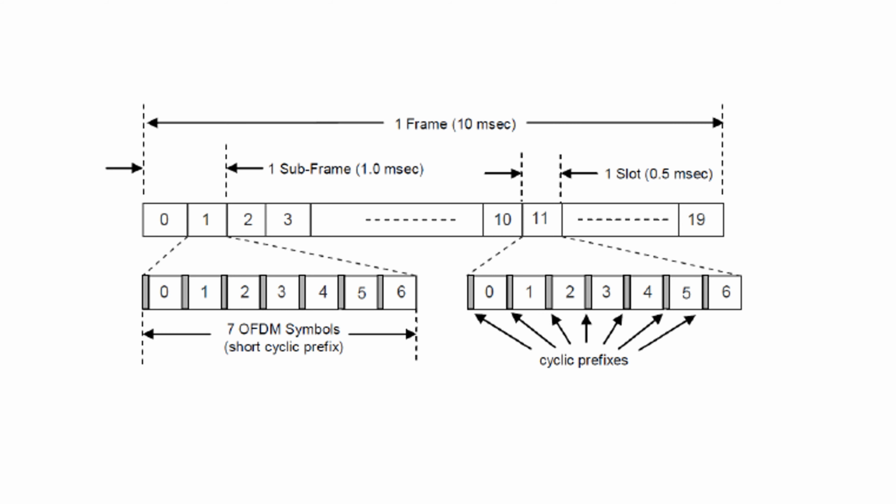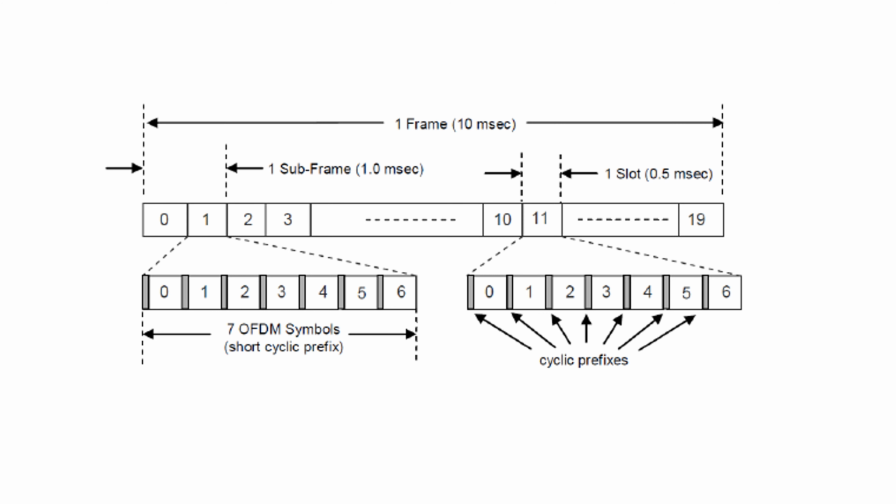Okay. So you see this. We come to know that one frame is 10 millisecond. In one frame we'll have 10 subframes. Every subframe has two slots of 0.5 millisecond, and each slot has 7 symbols. So this is your simple answer for the FDD frame structure.